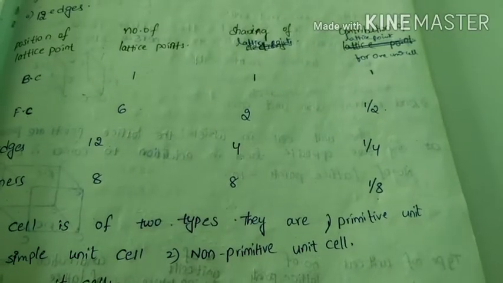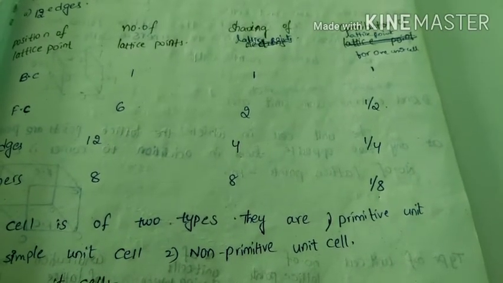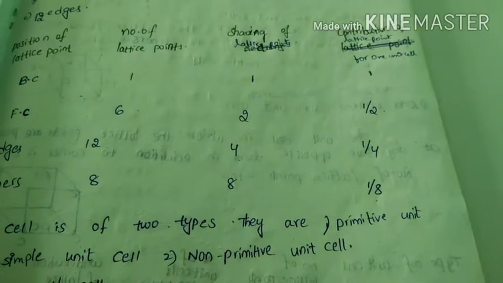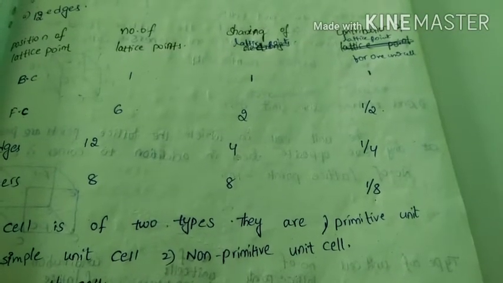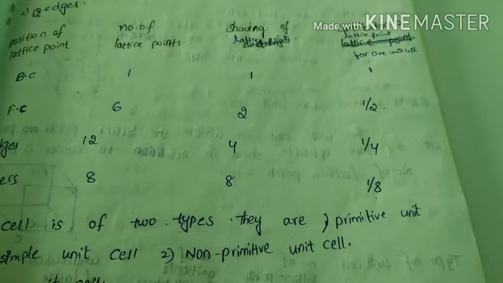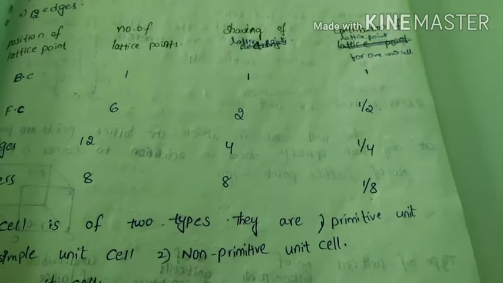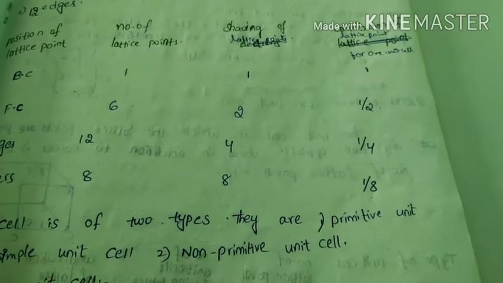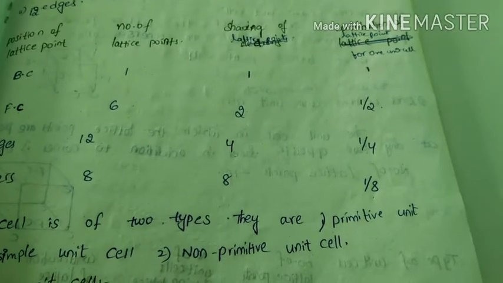In the previous video we discussed the introduction of solids, that is types of solids, types of crystalline solids, crystal lattice or space lattice, unit cells, lattice points, and the position of lattice points in unit cells. There are some more points regarding unit cells. We will discuss those points in this video.